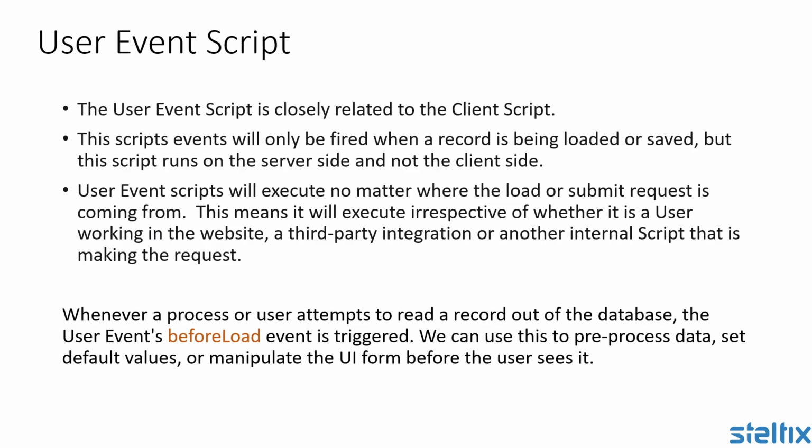Whenever a process or user attempts to read a record out of a database, the user's before load event is triggered. We can use this to pre-process data, set default values, or manipulate the UI form before the user sees it. So before this record loads, we can make changes, we can make modifications, we can change the way the form looks, the way that we have fields on the form.